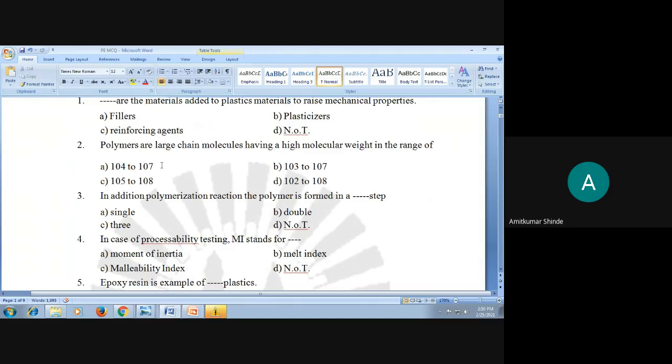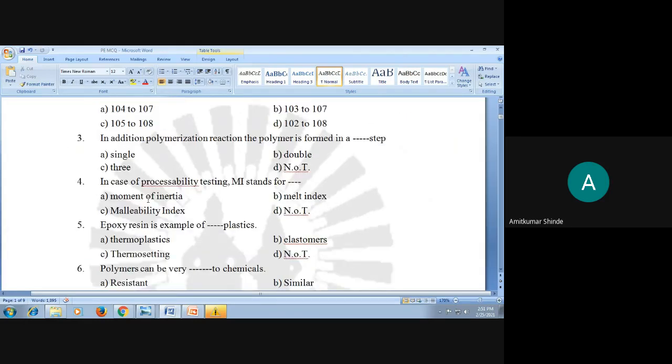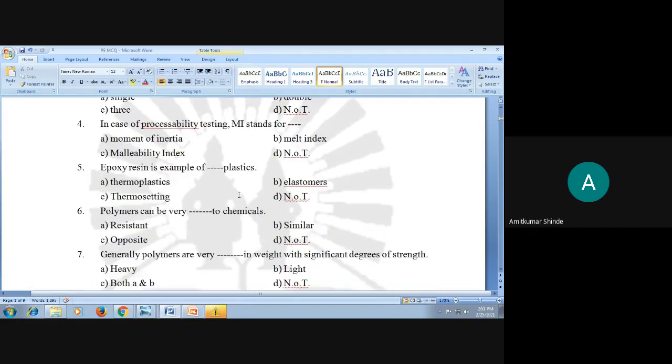This is not actually in your syllabus, I just added this for your information only. And next, in addition polymerization reaction, polymer is formed in a single stage. Then one more question for improving your information. In case of processability testing, this capital MI stands for, okay, capital MI. This is for melt index. Okay. Now this is in your syllabus.